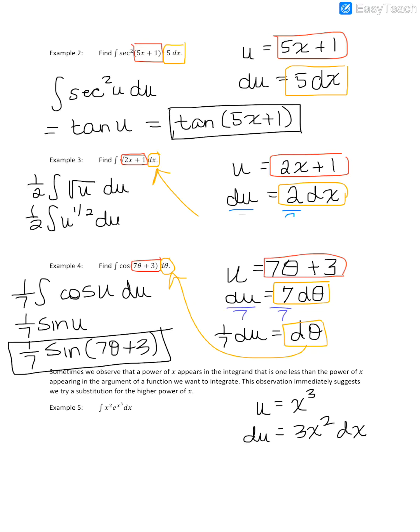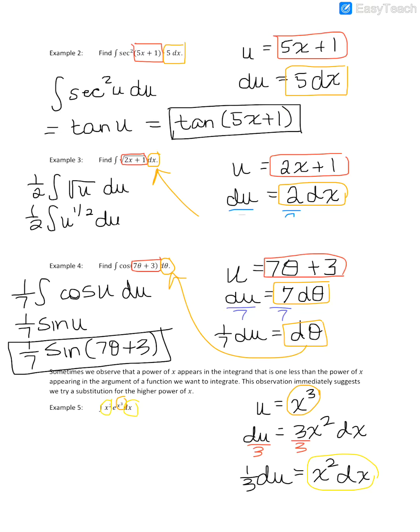Okay, let's just look at that really quick. The thing that I have extra that I don't need is the 3. I'm going to divide that over. I do not need a 3 when I'm subbing in. So 1/3 du is x squared dx. All right, so now let's look at everything we have here. We have our x cubed. That's going to go there. We have our x squared dx.